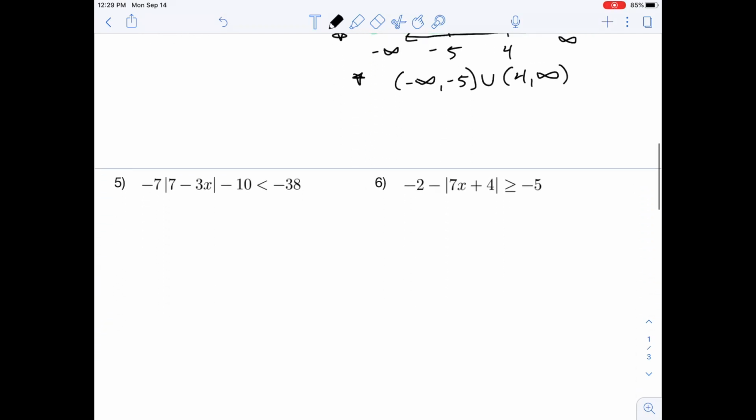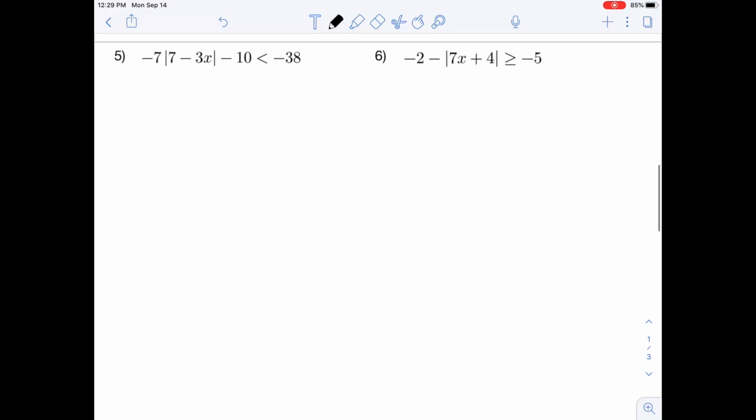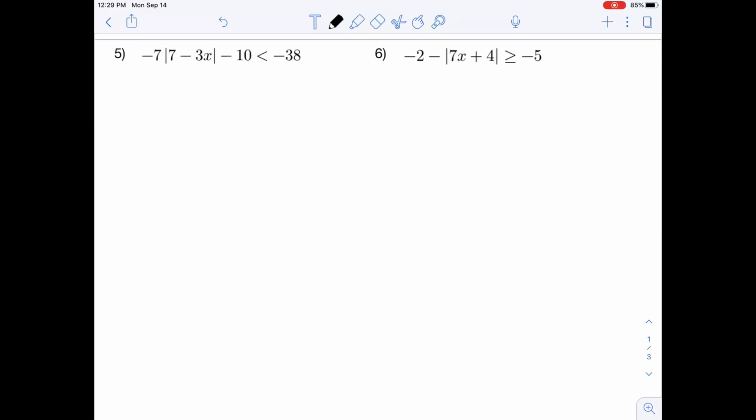All right, let's look at the last 2 problems here. We'll pick up with number 5. So we see we have a lot more on the left side with the absolute value, so we want to make sure that we get rid of that first before we do anything. So I'm going to go ahead and add the 10. And I also get students who ask me if I can distribute into the absolute value, and you cannot do that. We cannot distribute into the absolute value, so you want to make sure you're not doing that. So this would be negative 7 times the absolute value of 7 minus 3x is less than negative 28.